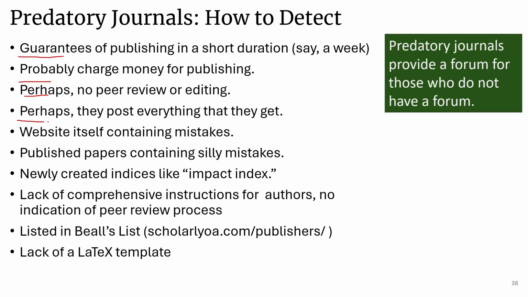Perhaps they post everything that they get on the website itself, containing mistakes. Published papers containing silly mistakes. Newly created indices like impact index. Impact factor is there; impact index is not the correct name. Lack of comprehensive instructions for authors. No indication of peer review process. Listed in Beall's list. So this is a list of bad predatory journals. Now I don't think it's there. Lack of a LaTeX template. Usually good journals and conferences will have a LaTeX template for the authors to perfectly type out and present their work.